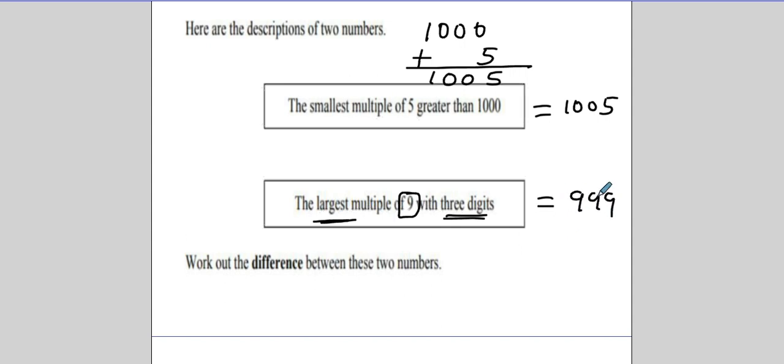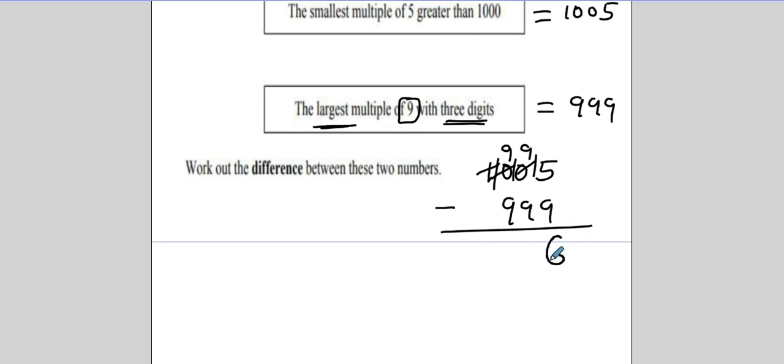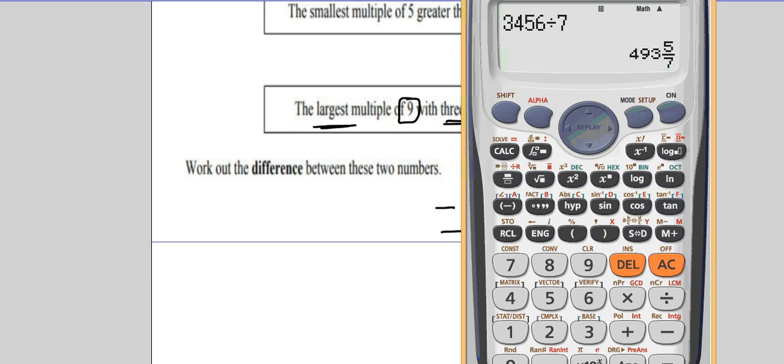Okay. Now work out the difference between these two numbers. The difference will be 1005 minus 999. Okay, 5 minus 9 is not possible. Take 1 from here, this becomes 10. Take 1 from here, this becomes 9. Then this becomes 15. 15 minus 9, that will be 6. 9 minus 9 is 0. 9 minus 9 is 0. So the difference is 6. You can check that using a calculator.